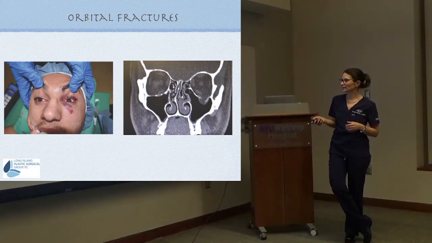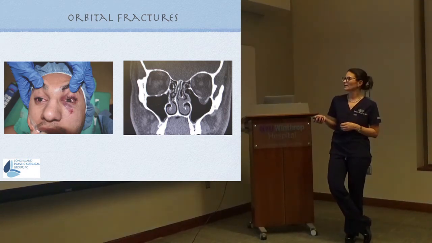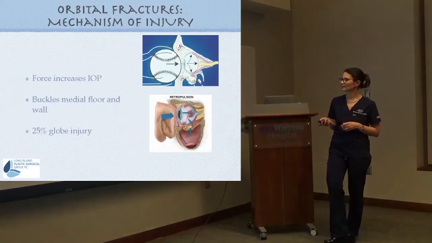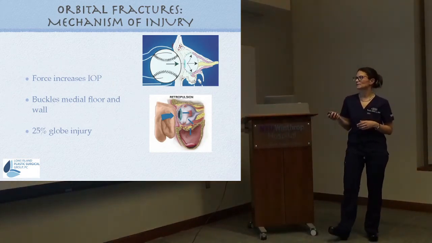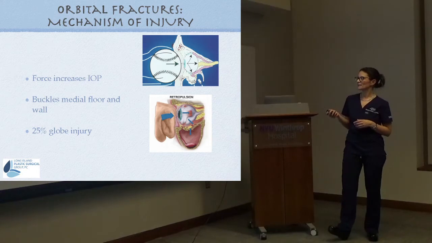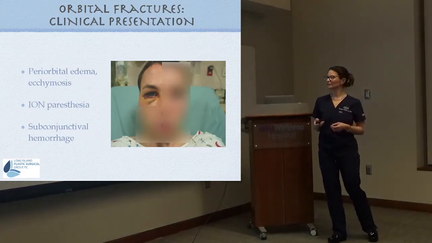So here, again, is an orbital floor fracture, very classic. There's just impact to the eye, and the contents of the orbit get pushed through into the maxillary sinus. And you see here, very common, I'm seeing this all the time now with baseball injuries, the baseball hits the globe, and the impact just pushes everything down. And in 25% of the cases, there's actually injury to the globe itself.